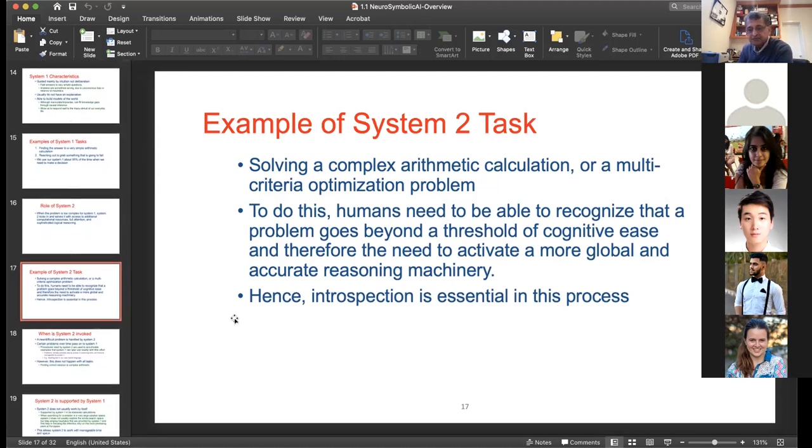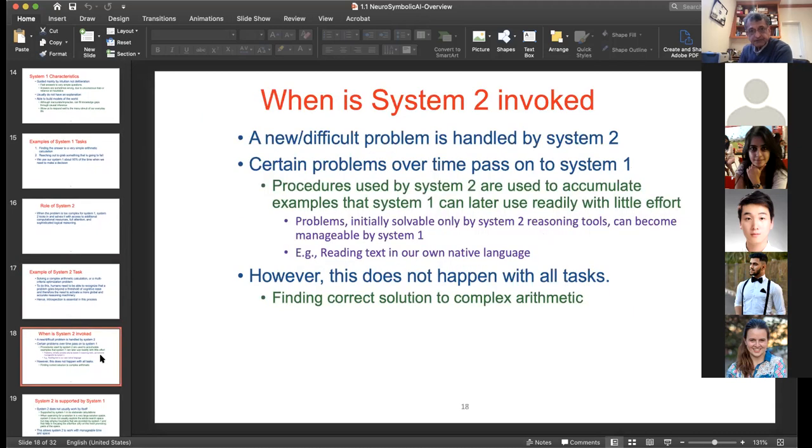That would be an example of building a system 1, system 2 system. When is system 2 invoked? A new or difficult problem is handled by system 2, and certain problems over time pass on to system 1.